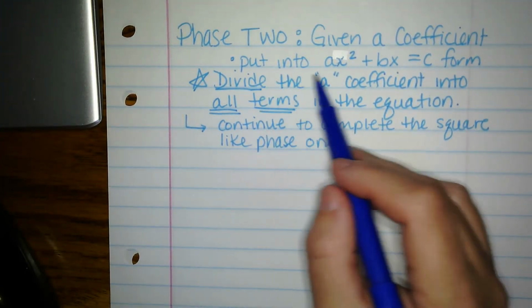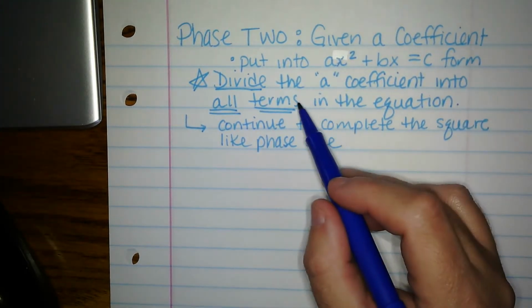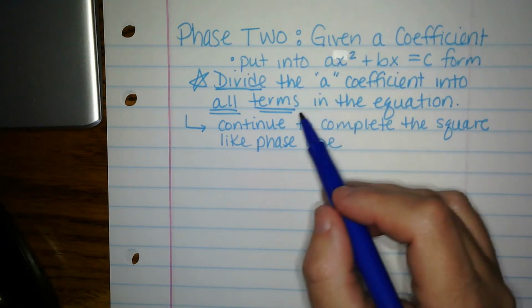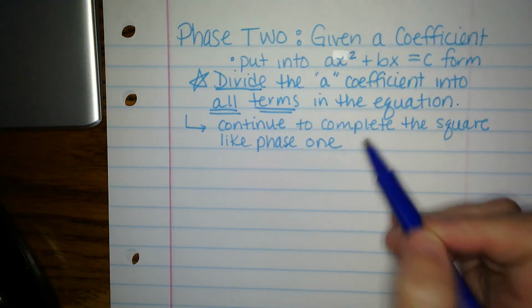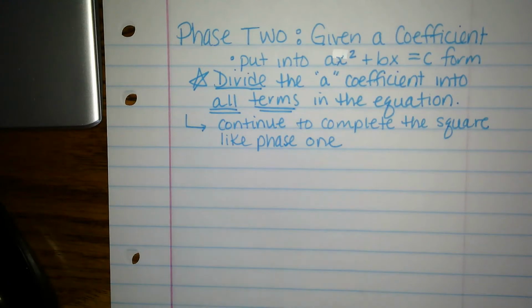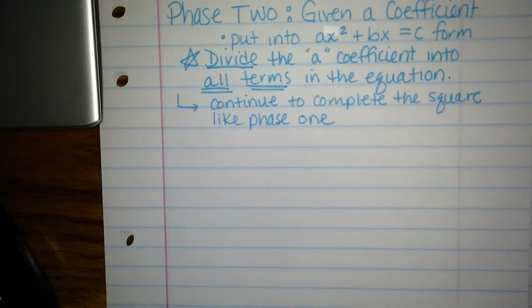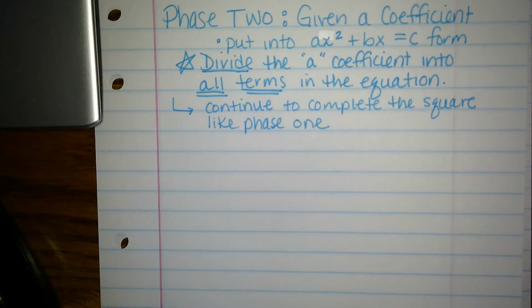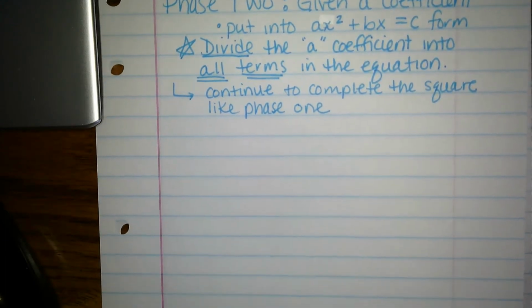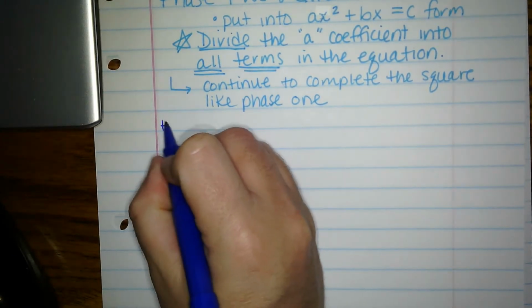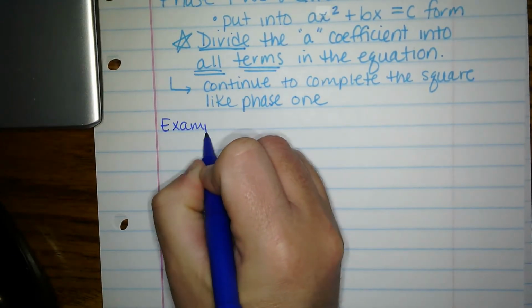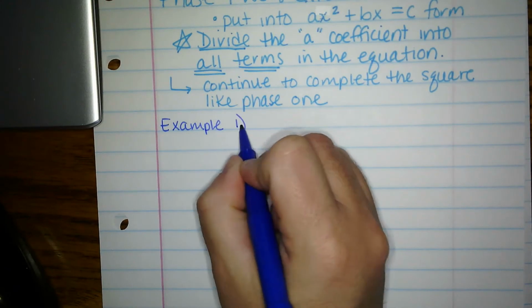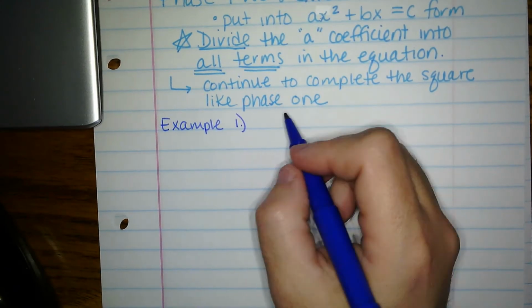So you're going to get it in the correct format. You're going to divide the a coefficient into all terms of the equation, and then you're going to continue on like we did for complete the square. So if you need to pause the video to write this down, please do so. And then I'm going to go ahead and get started with our first example. I have 2 examples for you to look at, and then you'll have one to try.